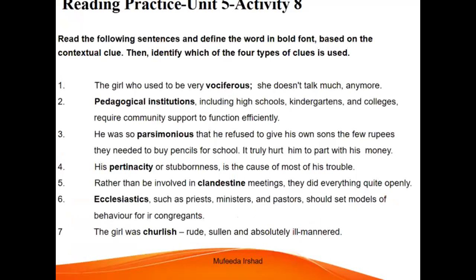This activity is also from the course manual. Read the following sentences and define the word in bold font based on the contextual clues. These are the words in bold font. Then identify which of the 4 types of clues is used.